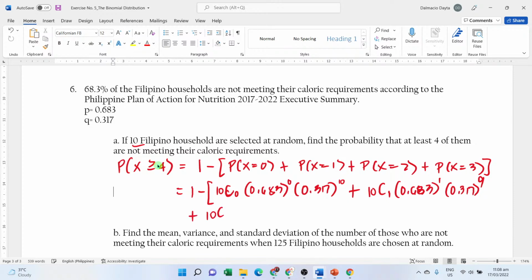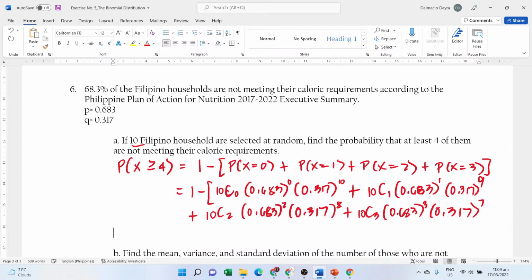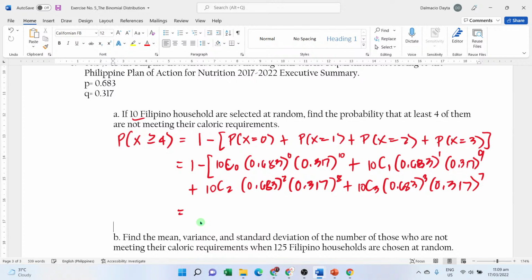10 combination 2 times 0.683 raised to 2, 0.317 raised to 8 for x equals 2, and then 10 combination 3, 0.683 raised to 3, 0.317 raised to 7. It's fewer terms if we take from 10 down to 4. Okay? Now, use the calculator. The answer here is rounded off to 2 decimal places. That will be points lang.